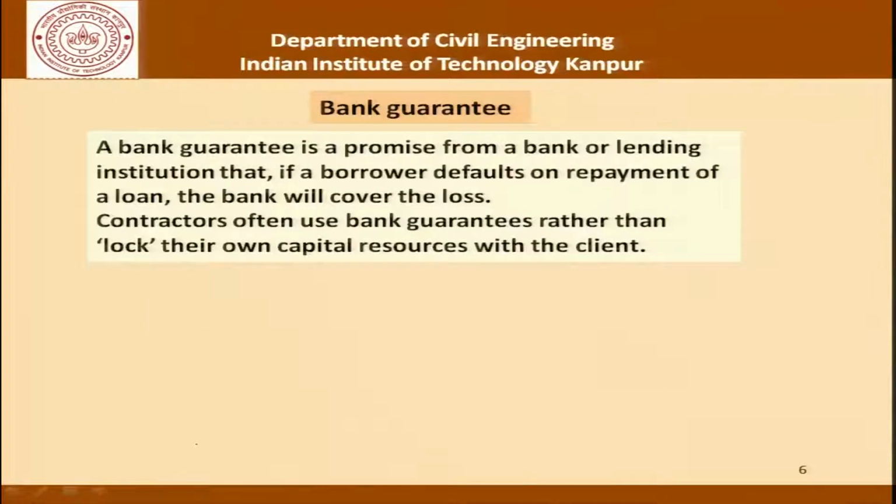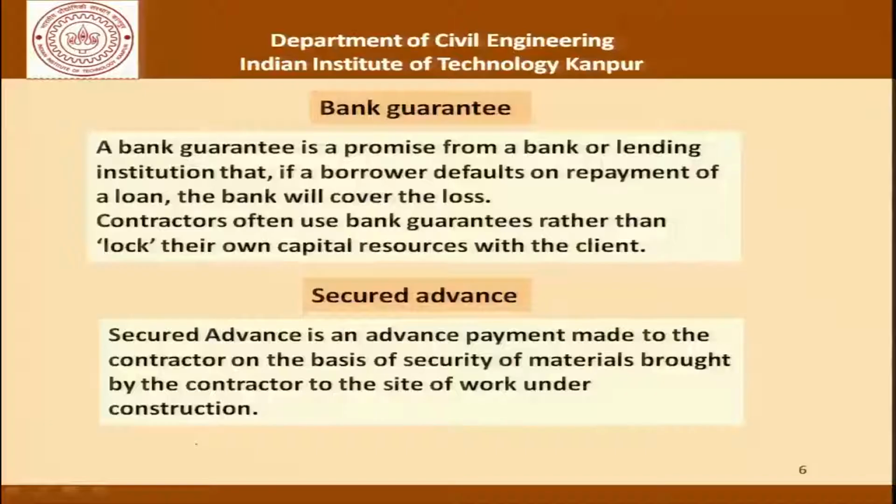Then we have a bank guarantee, which is a promise from a bank or a lending institution that if a borrower defaults on repayment of a loan, the bank will cover the loss. Contractors often use bank guarantees rather than lock their own capital resources with the client. This is true not only for non-payment of loans, but also for any other item. For example, sometimes there could be a bank guarantee which would cover even security deposits. In those cases, the clients can incur the expenditure and then invoke the bank guarantee, that is, ask the banks that this particular expenditure is covered by a bank guarantee, and therefore the banks should pay for it.